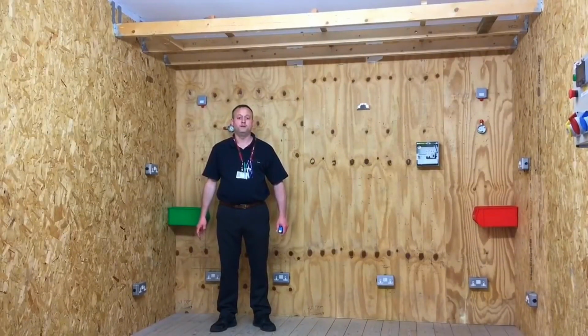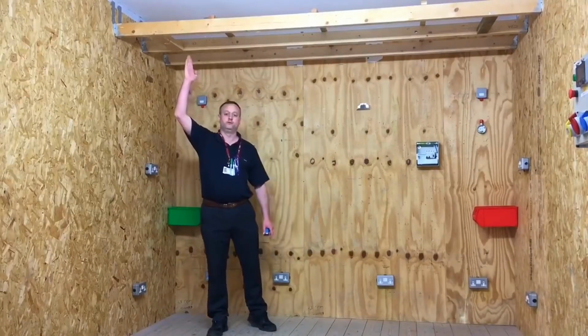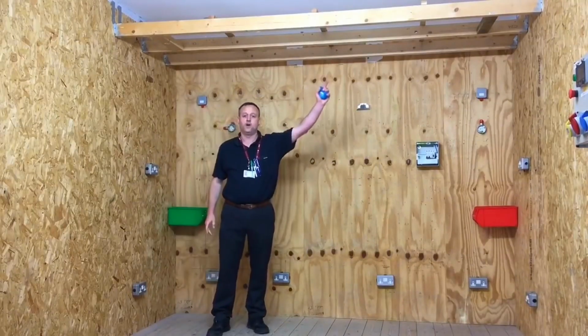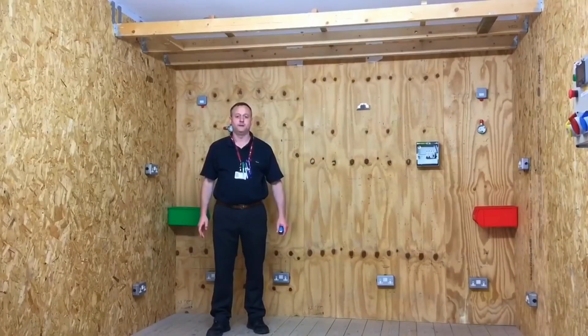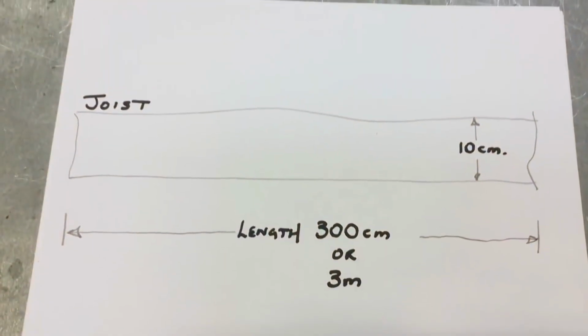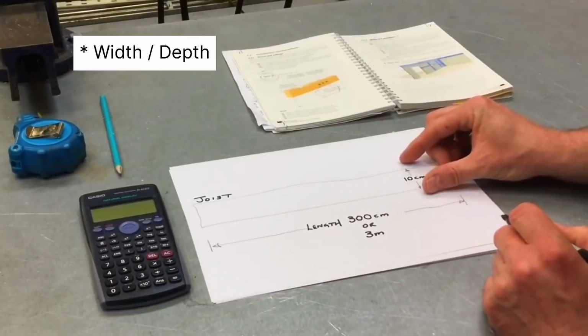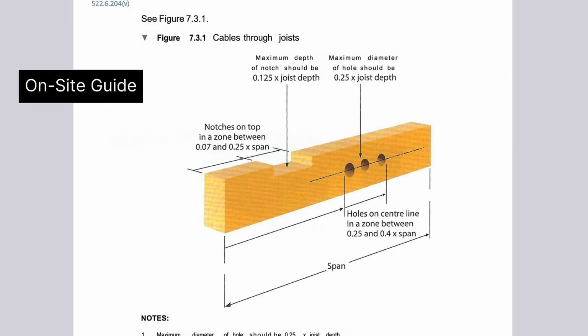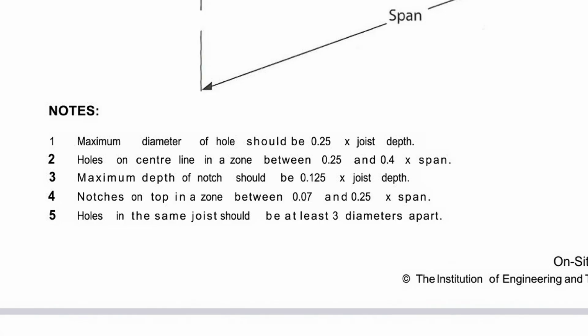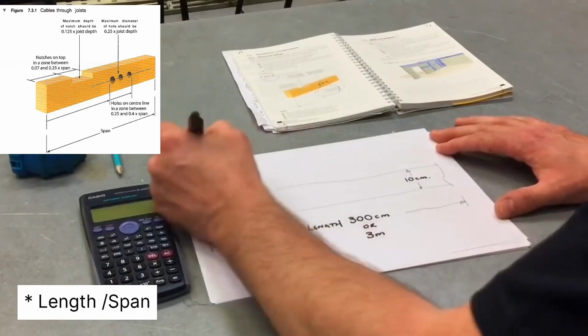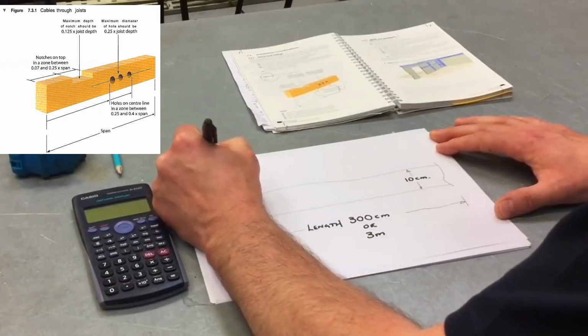Those will be required in order to work out the areas in which I can drill the joist on the left or right hand sides, and we will see that throughout this video. Having worked out both the length and the width of our joist, using the IET for guidance, we can now work out the areas in which we can drill holes in the joist and keep it structurally sound, taking the length in centimetres to be 300 centimetres.